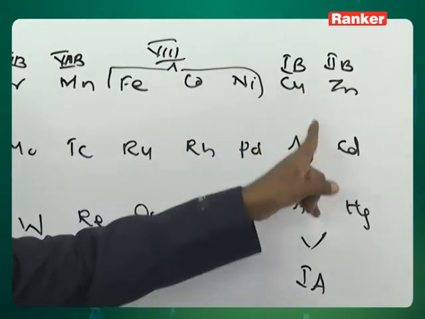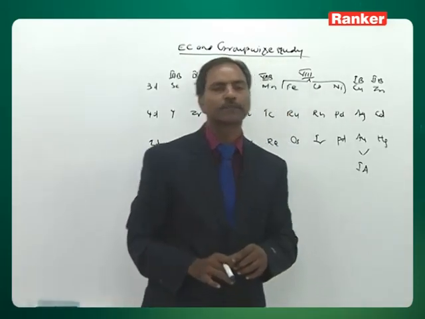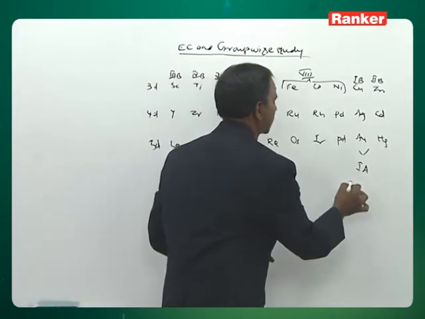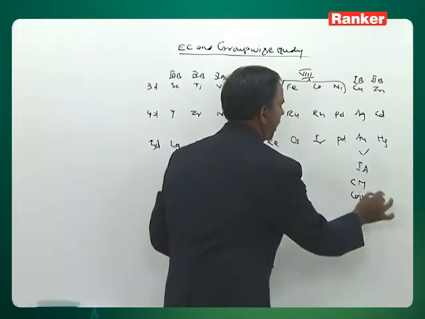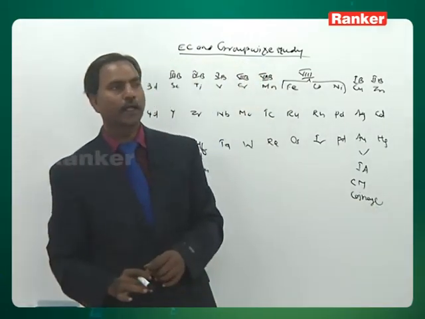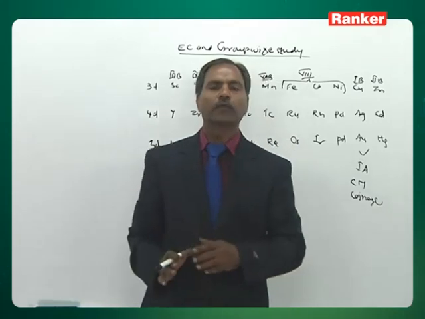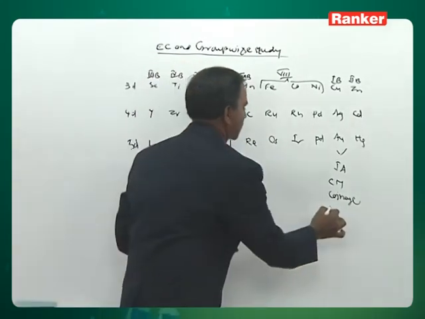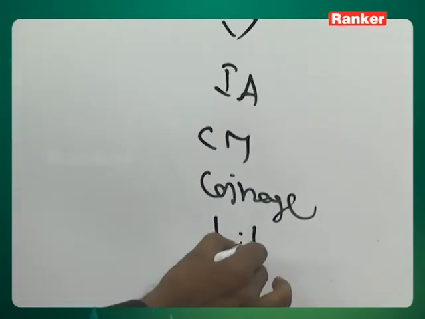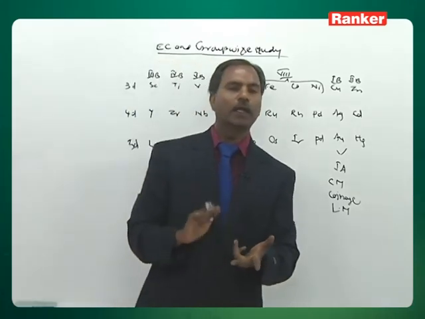One more thing: copper, Ag, Au are generally known as currency metals, or coinage metals. These three metals are much more liked by ladies. Therefore, these three elements are also commonly known as ladies metals. So: currency metals, coinage metals, and ladies metals.